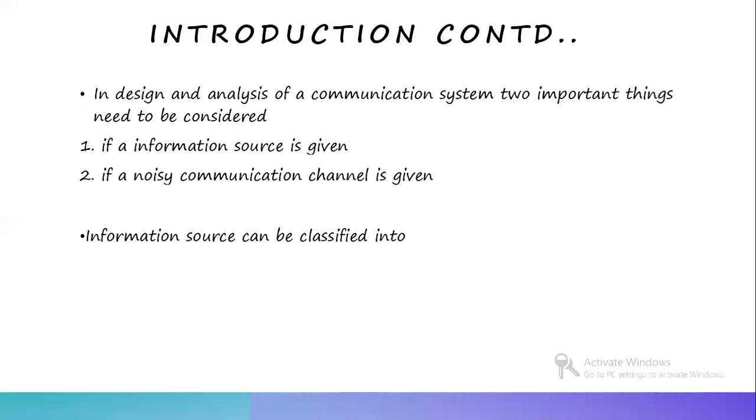Then information sources can be classified into analog and discrete. What do you mean by analog? Analog source emits a continuous electrical waveform, which might be voice or voltage. Discrete source emits a sequence of symbols. The output of the discrete information source is a string or sequence of symbols.